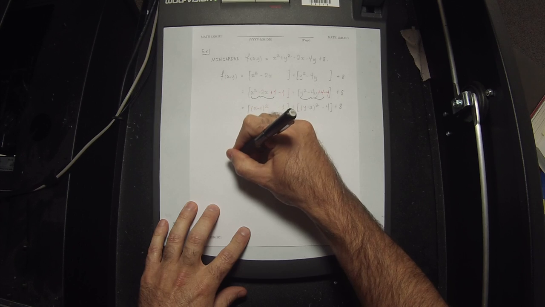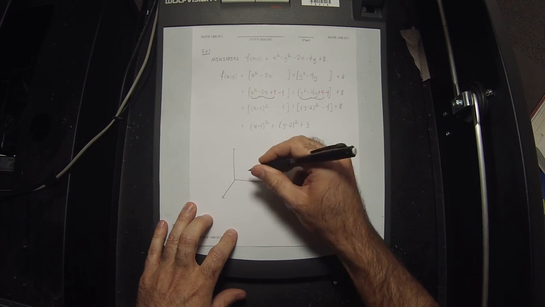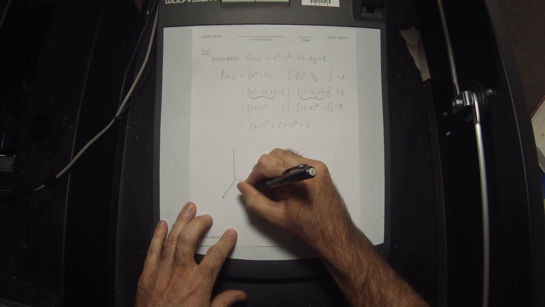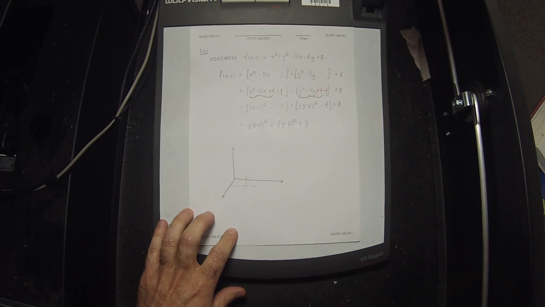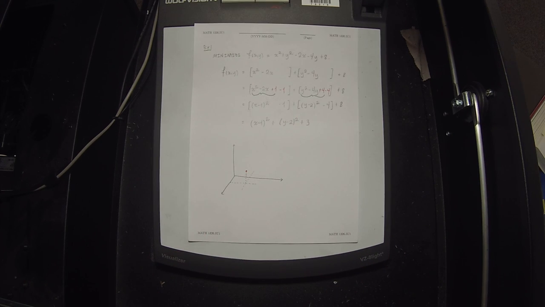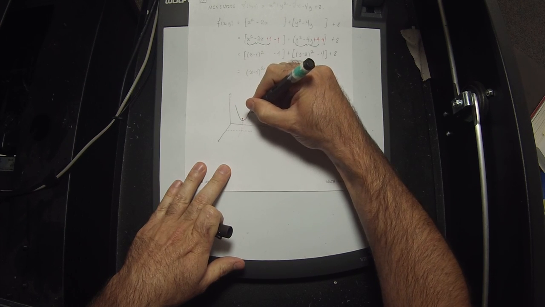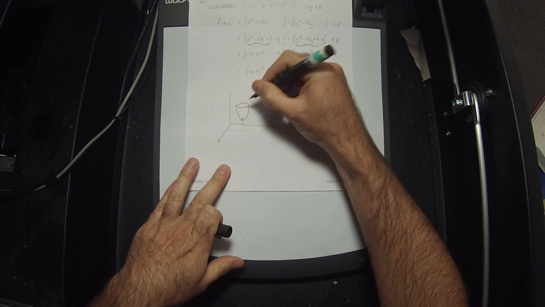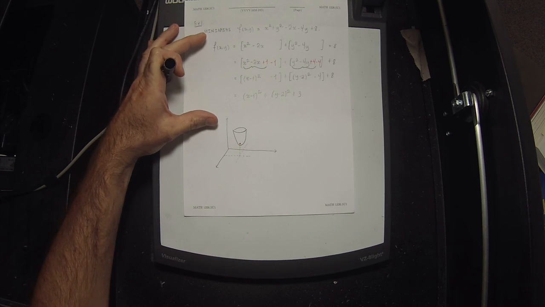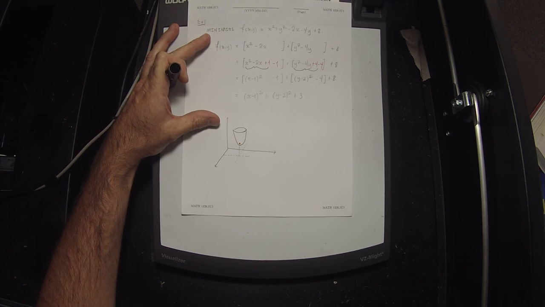The reason why is because this function looks like this. x is 1, y is 2, z is 3. So at that point right there is the bottom of a parabolic surface. The good news is that I'm never going to ask you to do this, because on Thursday, we're going to see how to do this with calculus, and not algebra.